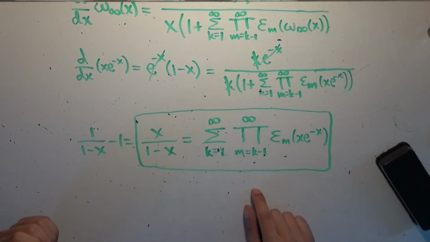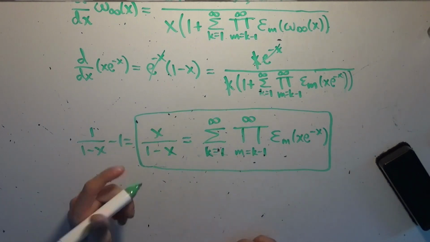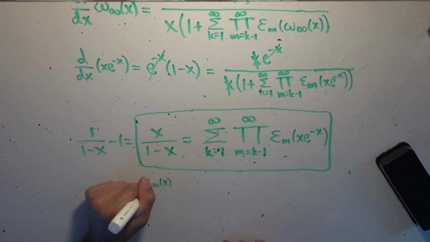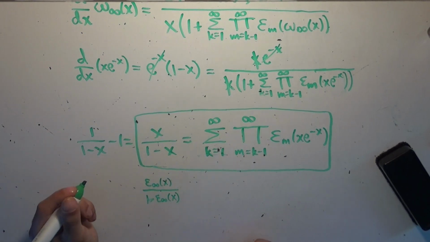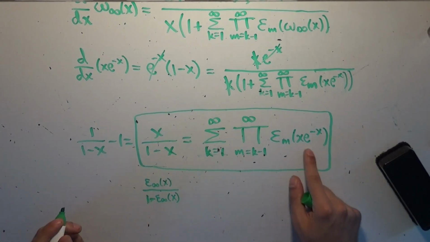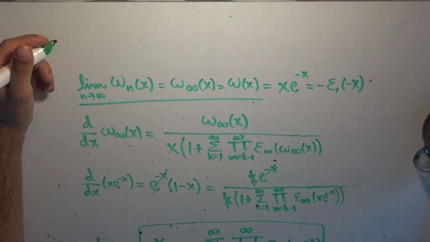You can replace x with the inverse of this function here. Because this is omega infinity, we can replace everything with epsilon infinity, and we get epsilon infinity of x divided by 1 minus epsilon infinity of x. And then we just get x in here, right? Because this is omega infinity, so the epsilon infinities cancel. But what is epsilon infinity? Epsilon infinity is actually, right, it's the inverse of this.